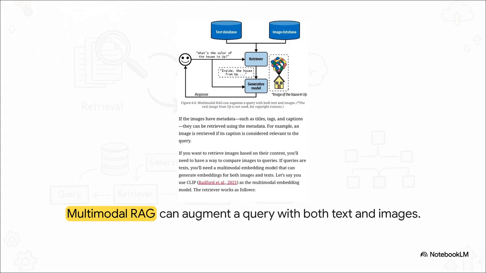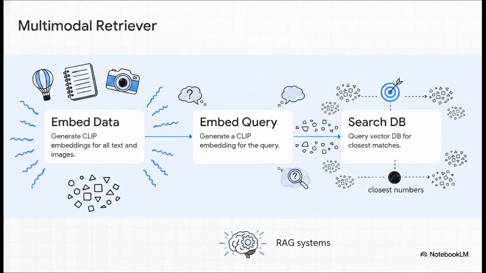Either the image has text metadata attached to it, like a descriptive caption that the system searches through, or the system literally searches based on the raw visual content of the image itself. To search by visual content, engineers use a multimodal embedding model, something like CLIP. And the workflow here is absolutely fascinating. In step 1, CLIP generates mathematical embeddings for all your text and all your images, storing them together in the exact same vector database. In step 2, the user's text query is converted into that exact same mathematical format.